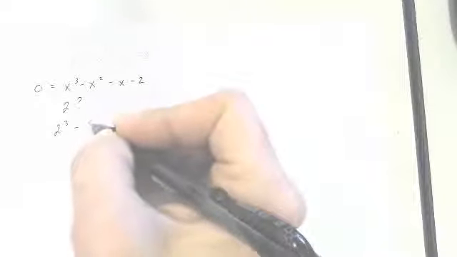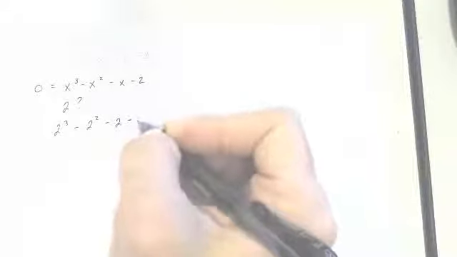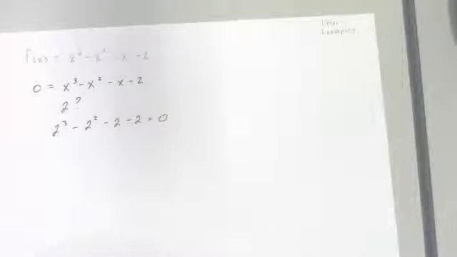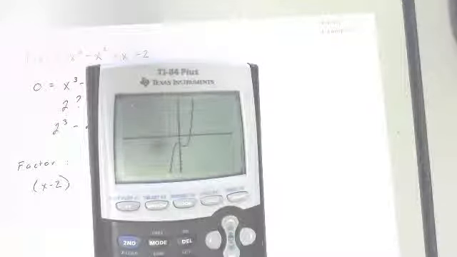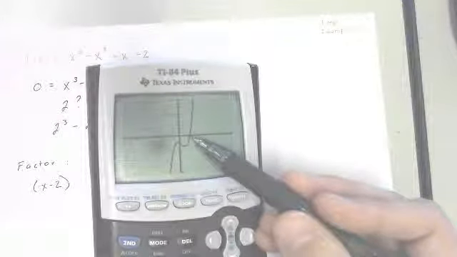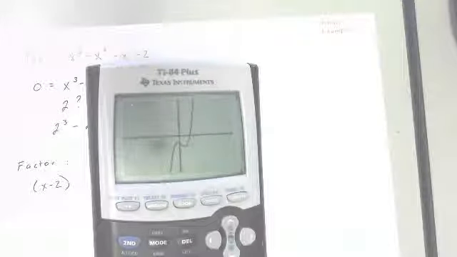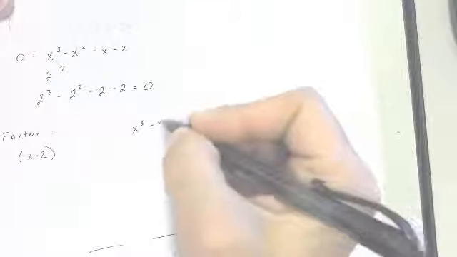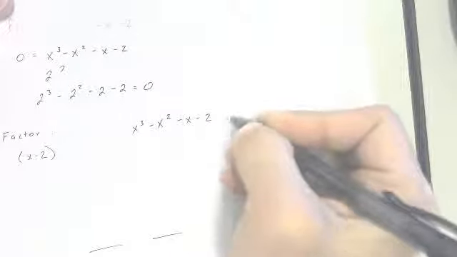Well, that's 8. It's minus 4. It's minus 2. Minus 2. Well, that is 0. So 2 is definitely a 0. So one of my factors is x minus 2. Now, by the way, there's a huge hint in my graph. How many times does this graph cross the x-axis? One time only. So that may give the clue to me that maybe some of those zeros are not real, since I'm only seeing one spot. So let's follow through with my division here. x cubed minus x squared minus x minus 2 divided by x minus 2.